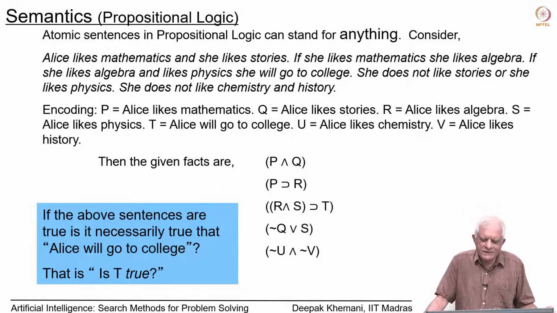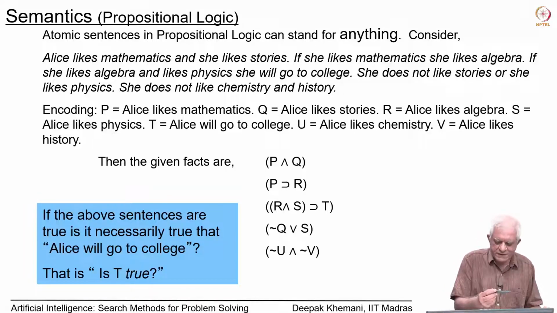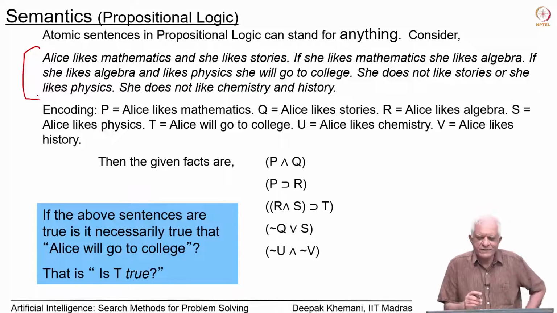Now, we will start looking at proof procedures. Let us begin with propositional logic, and let us first start with the representation and state the problem. You are given a set of sentences, which is given in this paragraph that you can see here, and for each sentence we have coded them using propositional symbols.